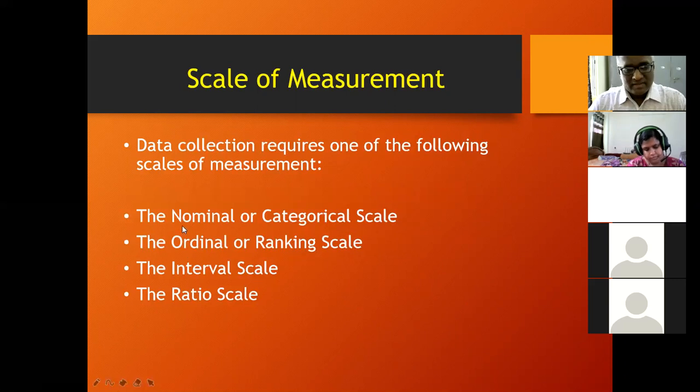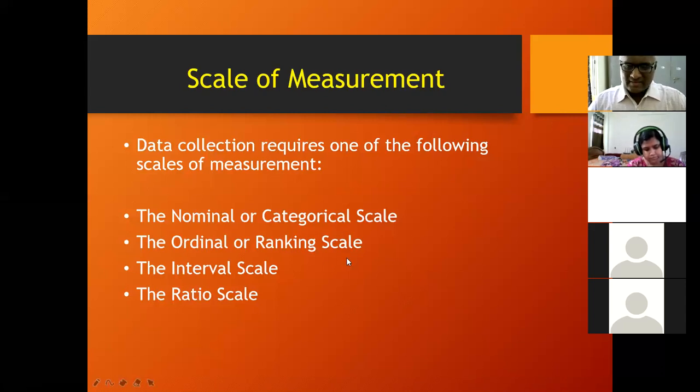First one is nominal scale or categorical scale. Second one is ordinal scale or ranking scale. Third one is interval scale. Fourth one is ratio scale. Each of these scales is different and they are used for collection of data, analysis and interpretation of data. That is the research process.